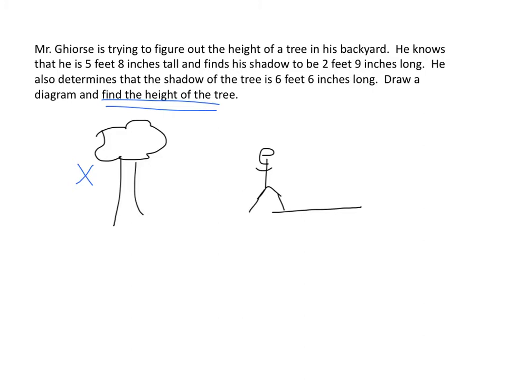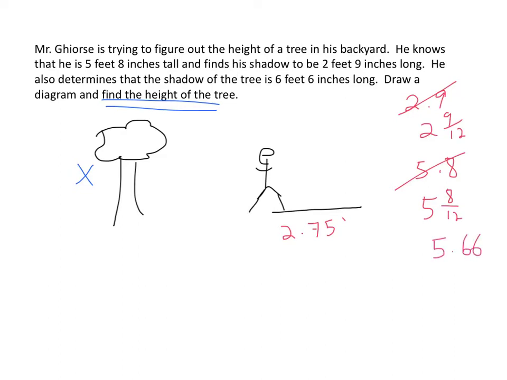Now, Mr. G's shadow is 2 feet 9 inches long. To be careful, that is not 2.9 feet. That is 2 feet and 9 inches. That's 9 out of 12. So Mr. G's shadow is 2.75 feet when it's all said and done, because 9 out of a possible 12 inches is 3/4. Mr. G's height is 5 feet 8 inches. That is not 5.8 feet. That's going to be 5 feet and 8 inches out of a possible 12 inches. That's going to be 2/3.